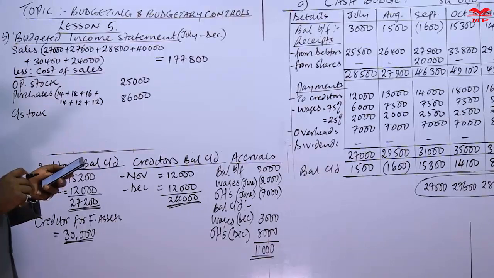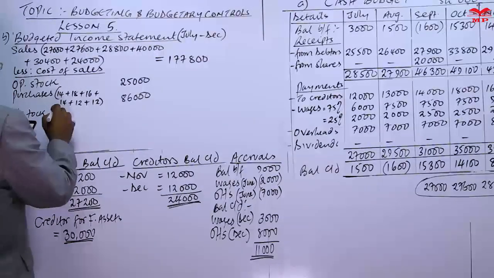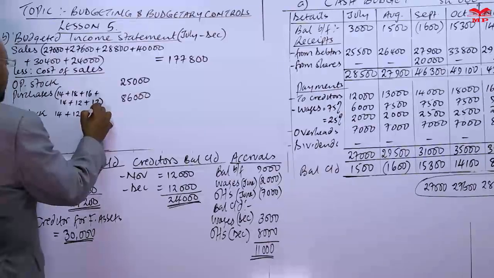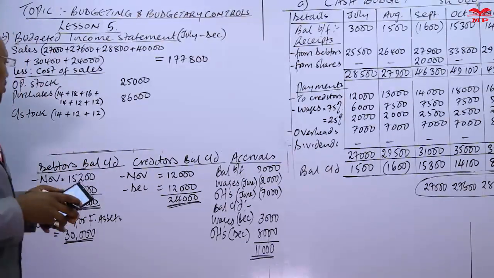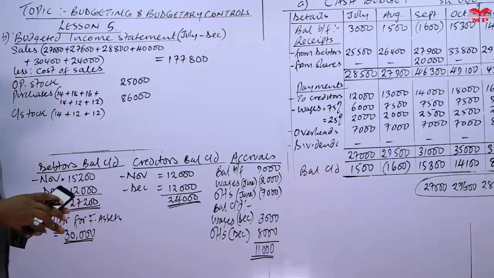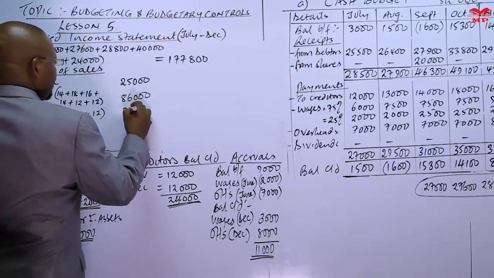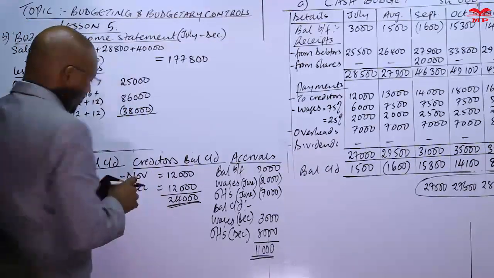3 months of purchases. 3 months of purchases means you take the month of October, which is 14, plus the month of November 12, the month of December is 12. So those are the 3 months. So when you add this is actually going to be 24. 24 plus 14, that is 38, which is to be deducted, and that is it.